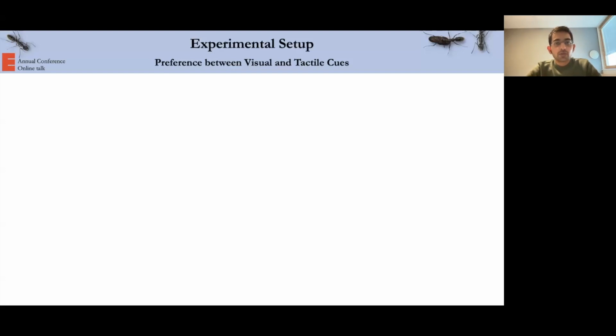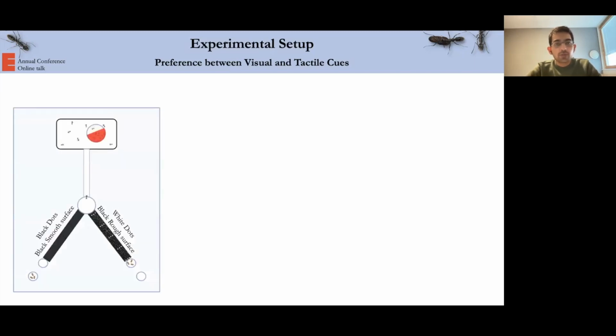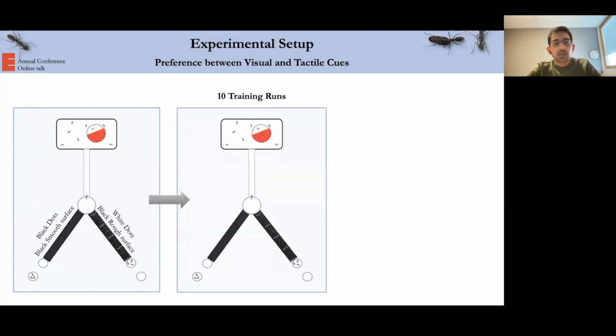The final experiment involves finding which cue, tactile or visual, the ants prefer when faced with a conflict between the two. During the training runs, we paired the cues as shown here, black dots with black smooth surface and the white dots with black rough surface. We trained the ants to associate either of the pair with the reward. Here, the ants are rewarded on the side with the white dots on the black rough surface.